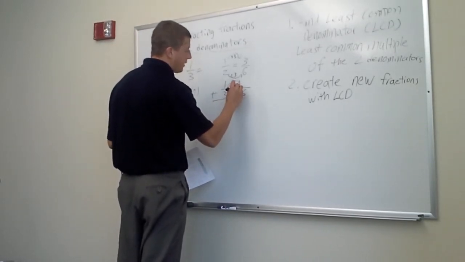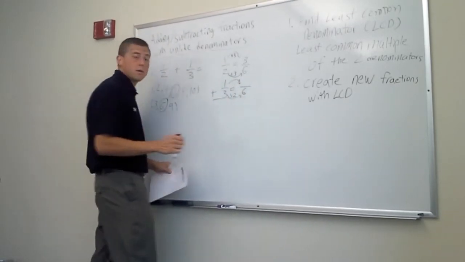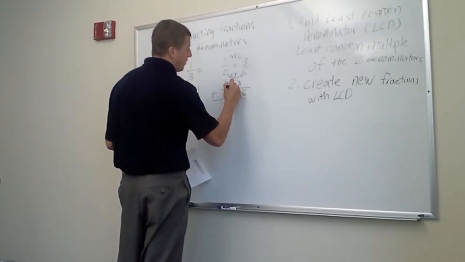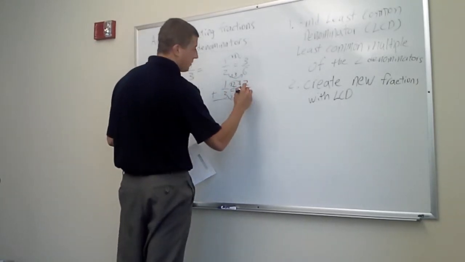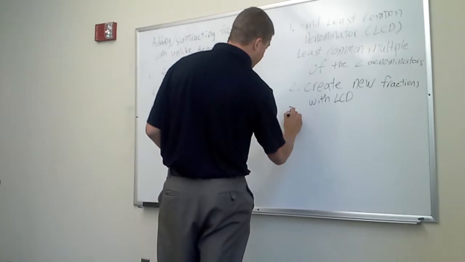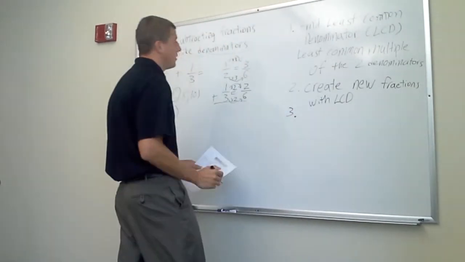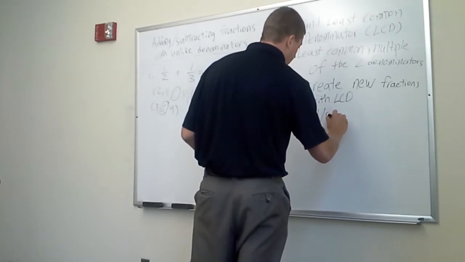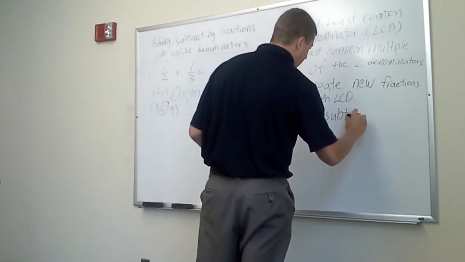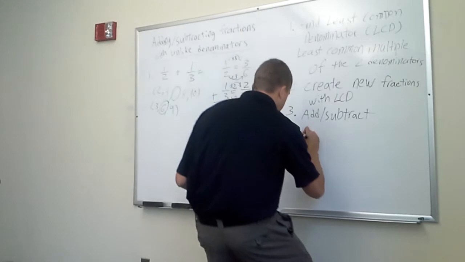Now, we have to do the same thing to the numerator, right? So if we multiply 1 by 2, what do we get? 2, right? So now our third step is just going to be to add or subtract the fractions.